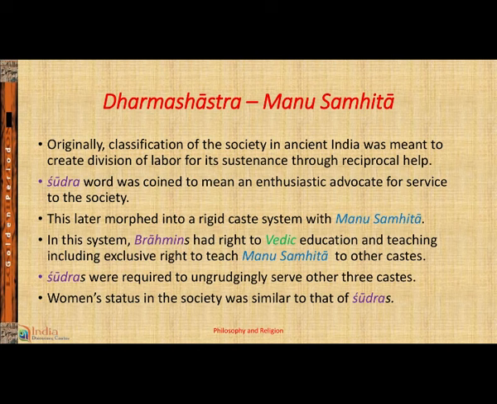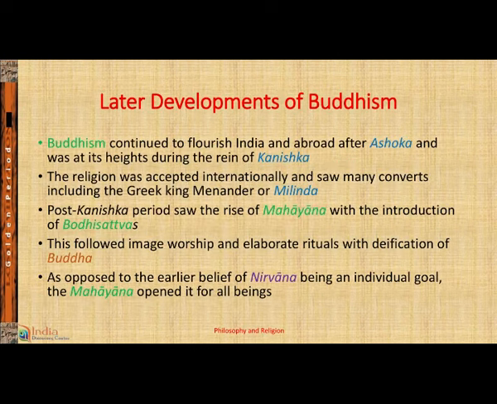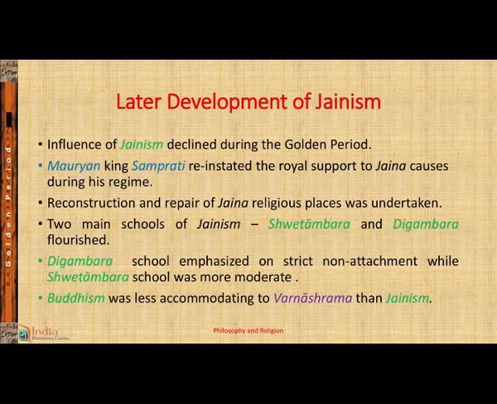Dharmashastra, and then there was the Manusmriti that created the divisions. Originally, a Shudra was not a Shudra per se, as Manu had prescribed. They were able to do many things. That was later banned by the Manusmriti. Then later development of Buddhism took place because different kings came who supported Buddhism. And there was development in Jainism by different kings. There was support from the Mauryan king Samprati, who supported Jainism.